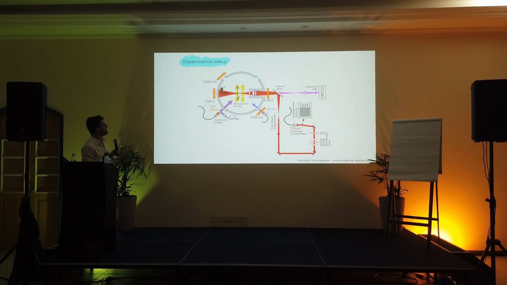So how does this experiment more or less work? The experiment happens in a vacuum chamber with ultra-high vacuum where we have one single trapped ion. This ion is trapped by a segmented foil trap. I will tell you in a second how all of this works. And we can move the ion sideways.